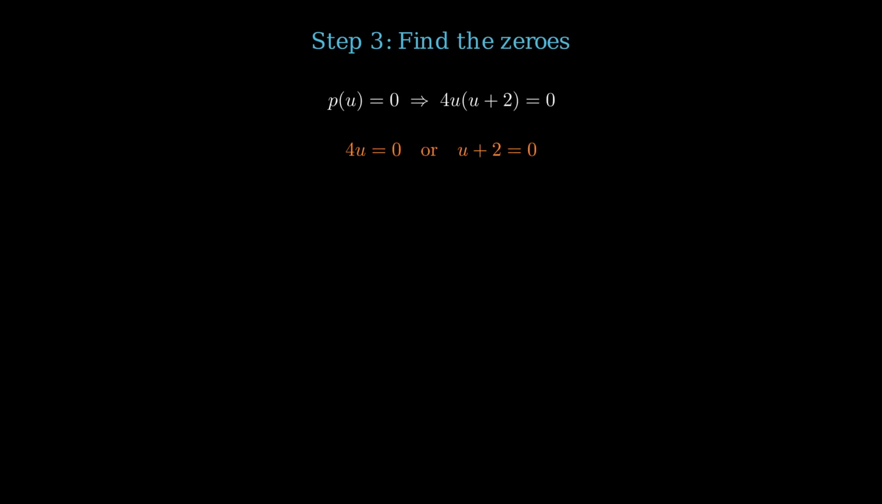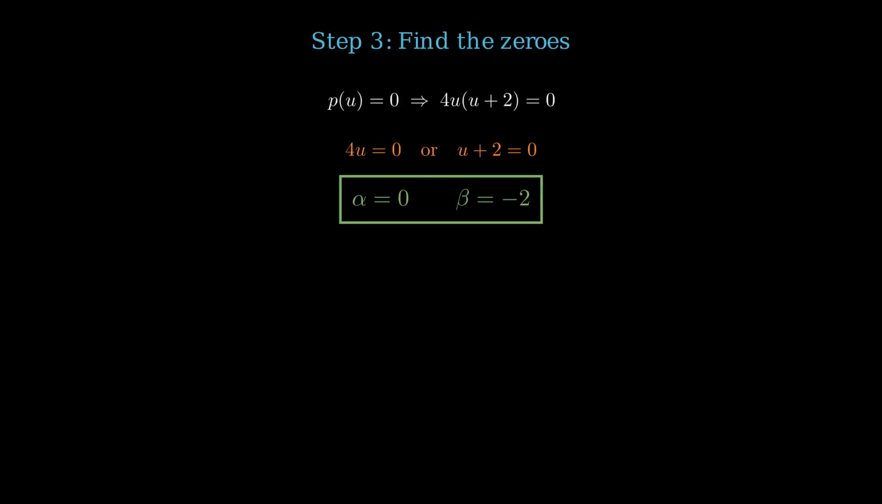Setting each factor to 0, 4u equals 0 gives alpha equals 0, and u plus 2 equals 0 gives beta equals negative 2. So the two zeros are 0 and negative 2. Step 4. Observe the graph.